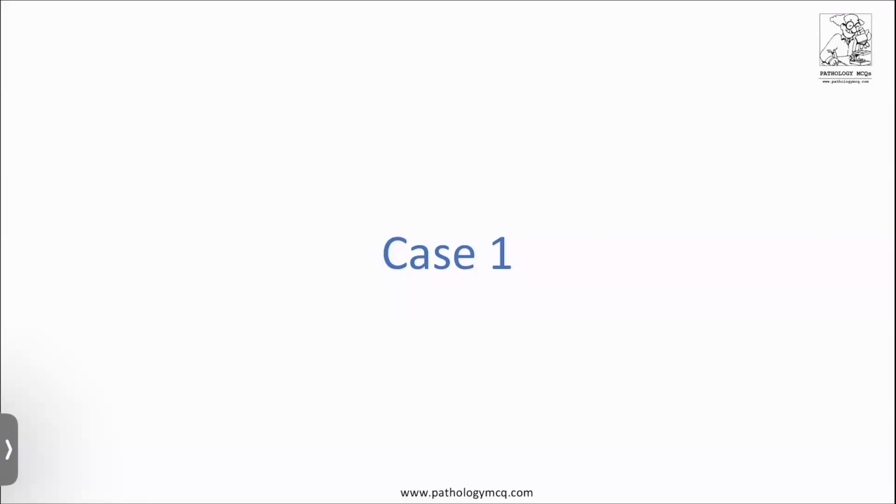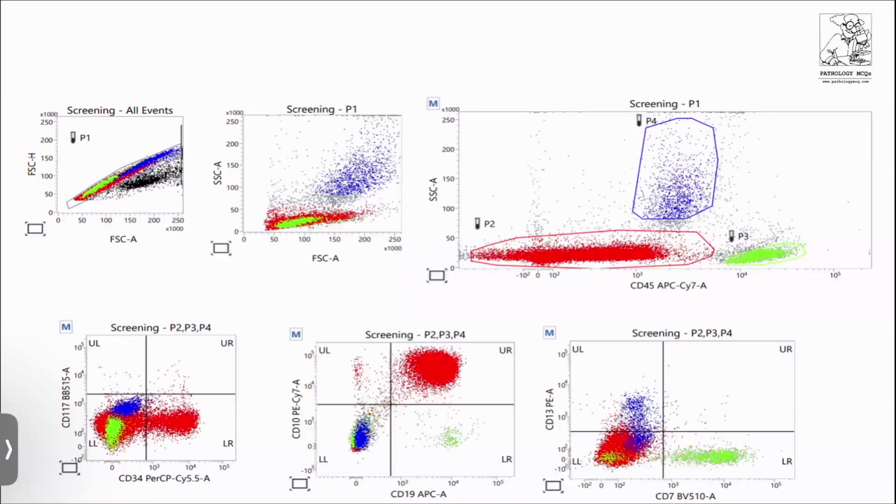I want active interaction. Please, all of you who are willing to answer, put forward your answers in the chat box and we can discuss them as well. So, first case. We can see CD45 side scatter here, and on it we are seeing a major population which is CD45 negative to dim, and it is gated and colored red.